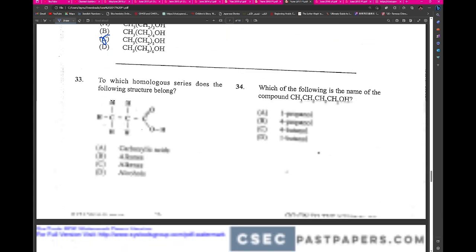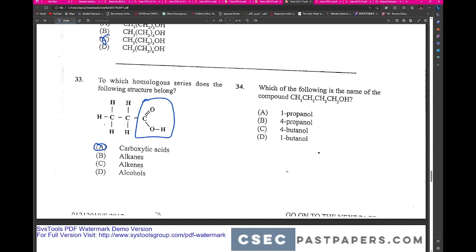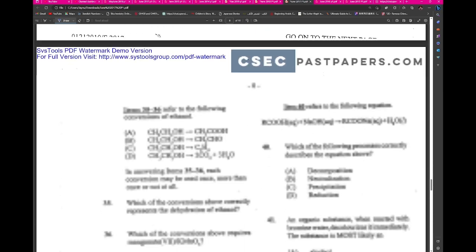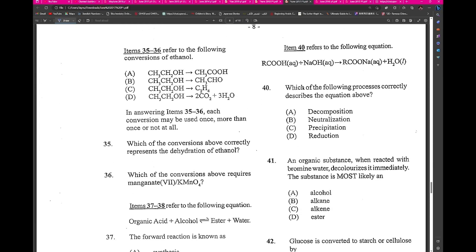This question repeated, the answer is a carboxylic acid. So the following is the name of this. It would be 1, 2, 3, 4, 1-butanol. Alright. Which of the conversions above correctly represents the dehydration of ethanol? When ethanol is dehydrated, what is produced is an alkene, right? So it should be C. C for that, sorry about that.